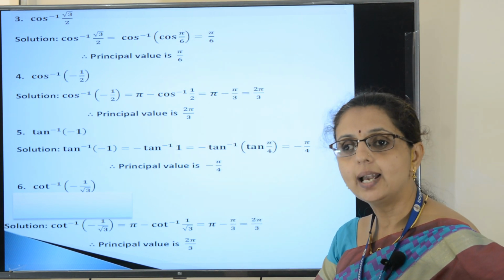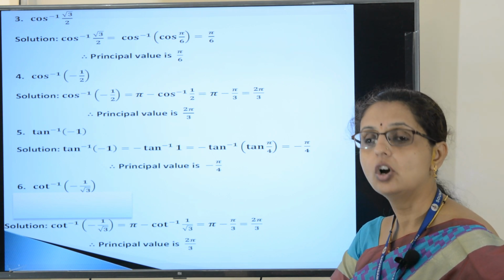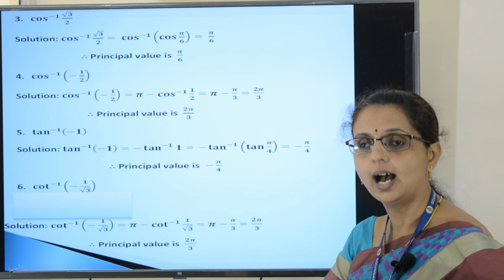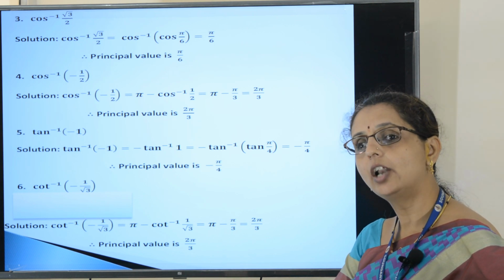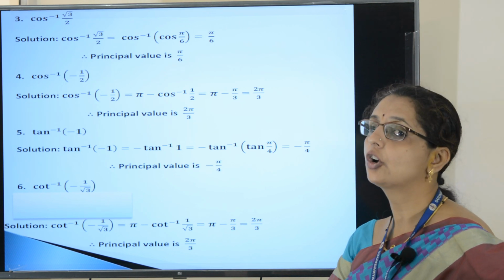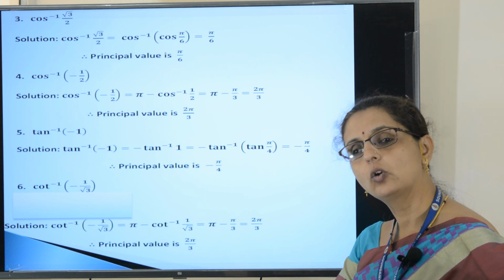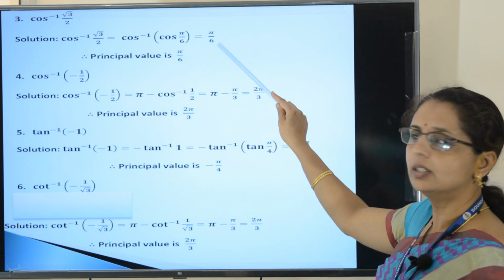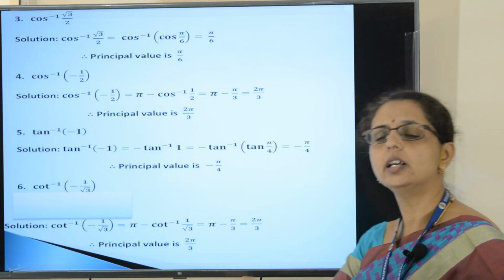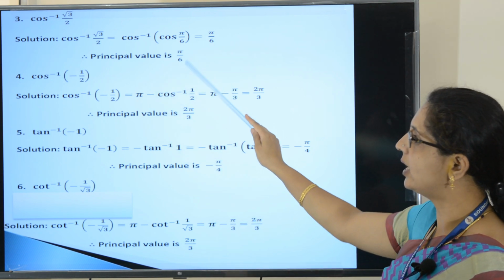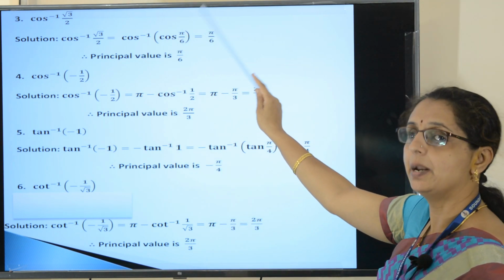Because pi by 6 lies in the range. You all remember? According to that previous table of today's class, what is the principal value branch of our cos inverse? Closed interval 0 to pi. Means what? Closed interval 0 to 180. And this is our 30 degree. Surely 30 degree lies in the closed interval 0 to 180 degrees. So only cos inverse cos can be eliminated.